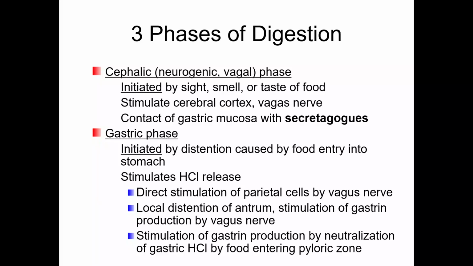Once food enters the stomach, we're in the gastric phase, and this is initiated by the distension of the stomach because food is pushing on the lining of the stomach. It stimulates the release of hydrochloric acid and direct stimulation of parietal cells by the vagus nerve. So the vagus nerve plays a major role here in causing the release of hydrochloric acid from those parietal cells. And then it also stimulates gastrin production by the neutralization of gastric hydrochloric acid by the food entering the pyloric zone of the stomach.